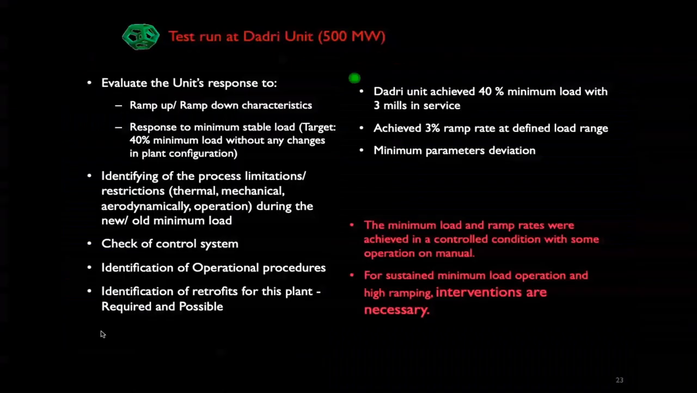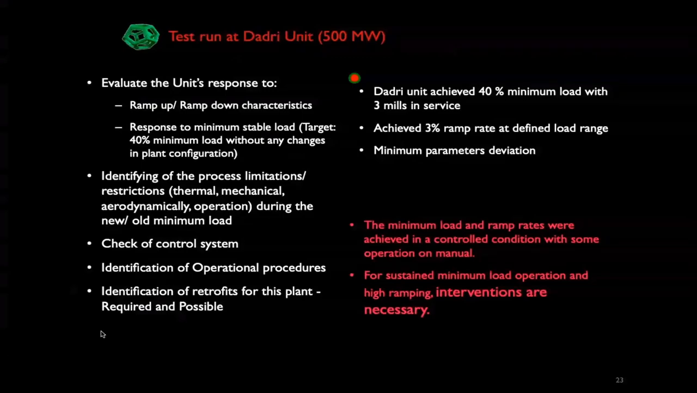I'll be talking about the test runs at Dadri. The test runs were to evaluate the ramp rate of the unit, ramp up and ramp down, at different load ranges. For minimum load, we gradually reduced it to 40% to evaluate what is possible. Even lower than that is possible, but we stopped at 40%. At Dadri we had better quality coal, but in other stations where we did test runs we had average coal quality, somewhere even 2700 GCV, 2800, 2900. We were able to bring the load down to 40%. I'll share some techniques, or tricks, that anybody can use, and what we really did.